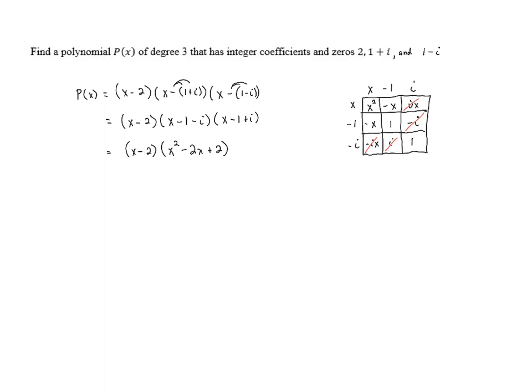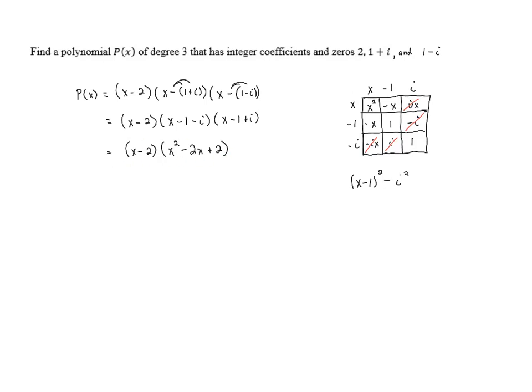The other way that we can multiply these out is recognize that they're going to give us a difference of squares, because we've got x minus 1 minus i and x minus 1 plus i. So that's going to give us (x minus 1) squared minus i squared. (x minus 1) squared gives us x squared minus 2x plus 1. And then minus i squared is the same as subtracting negative 1 or adding 1. And so we end up getting the same terms, just in a different way.